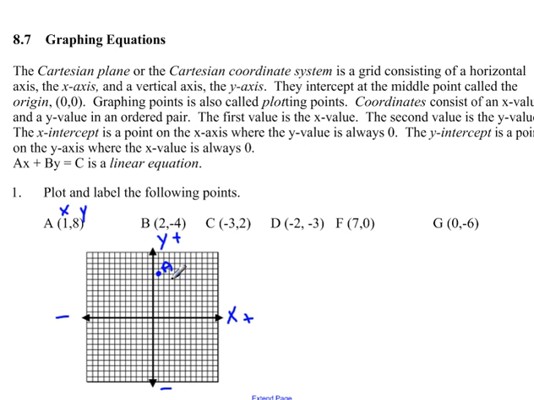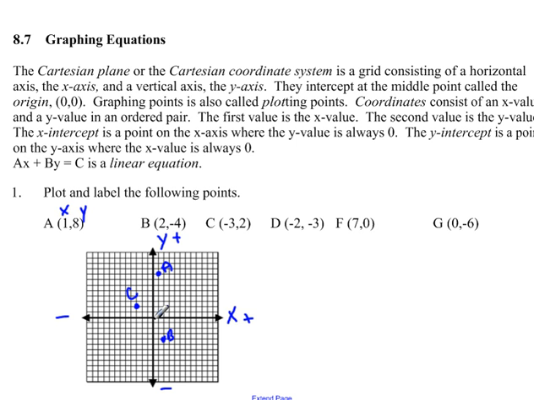Okay, let's do the next point. Point B, the point 2, -4. Start at the origin. Since the first value is positive, I'm going to move 2 to the right. The second value is negative, I'm going to move 4 down. And this point is going to be point B. Point C, start at the origin. The first value is negative, so I'm going to move 3 units to the left. The second number is positive, so I'm going to move 2 units up. And this is point C.